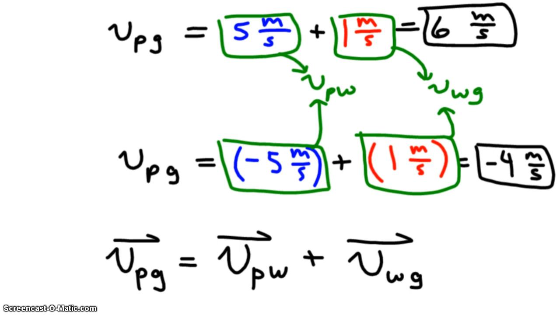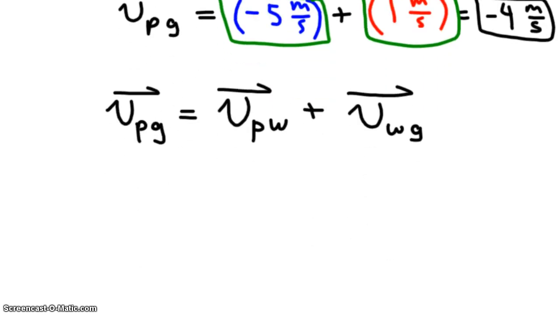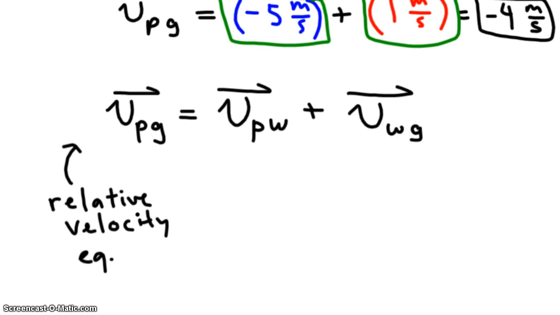Now, this right here, we are going to call a relative velocity equation. Relative velocity equations change. It won't always be a person or a walkway or the ground. The variables change, the objects change, but there are some rules for writing a relative velocity equation, and here they are. If you look at the right side, the inner subscripts are matching, they're the same. That's one of the rules for writing a relative velocity equation.